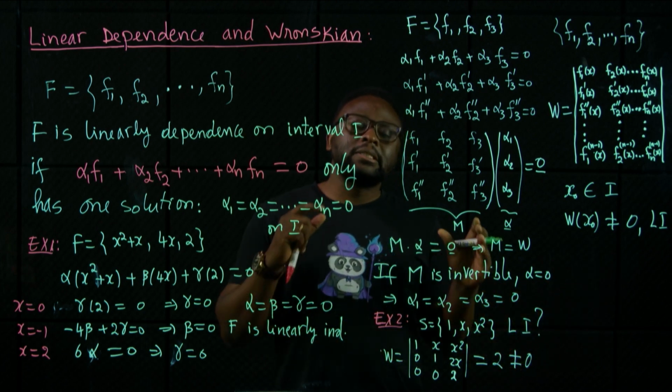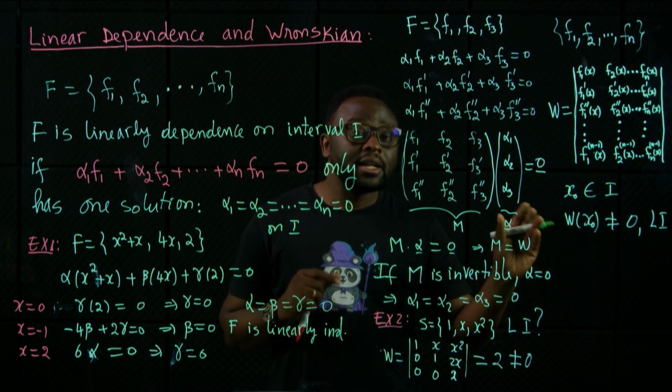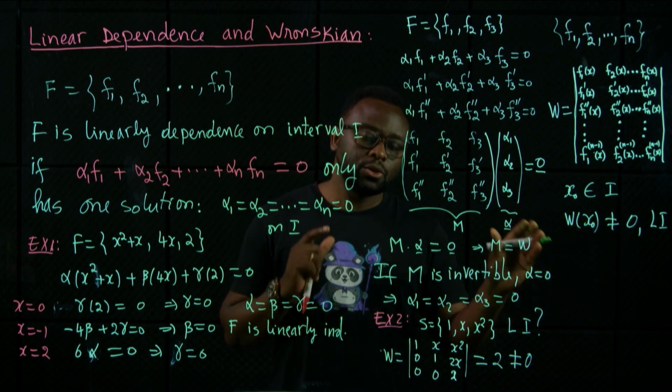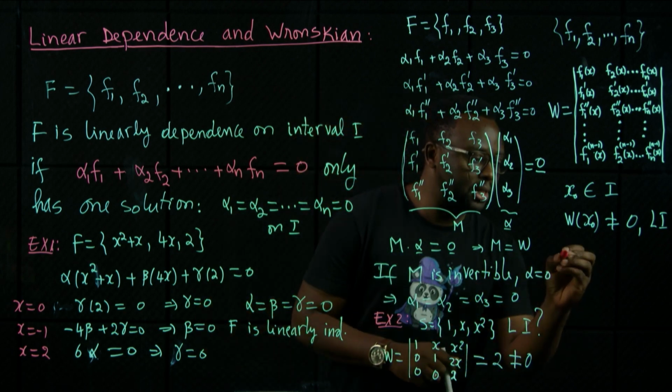Okay? Similarly, a Wronskian that is 0 everywhere does not mean that the system is linearly dependent. So you must take note of this. Okay? So let's take this example and see. Let's call this example 3.